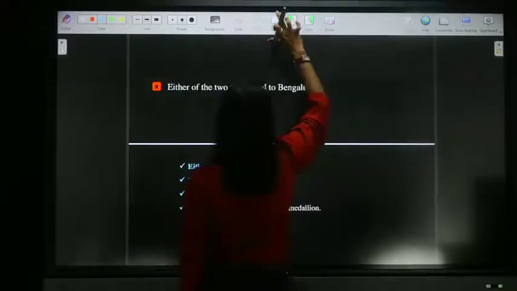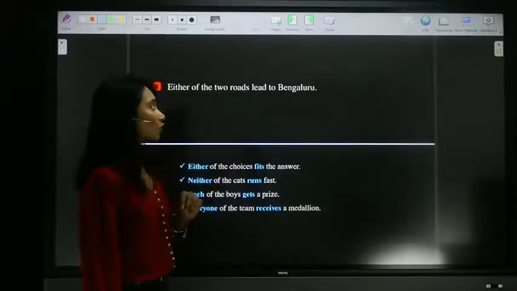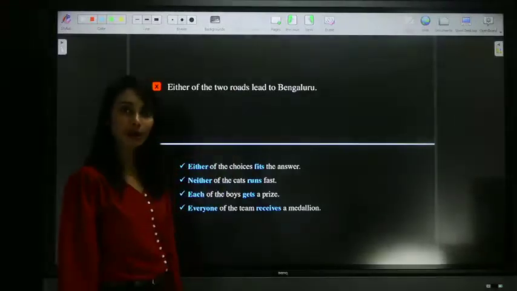Now let's see the next sentence. Either of the two roads lead to Bangalore. How many?